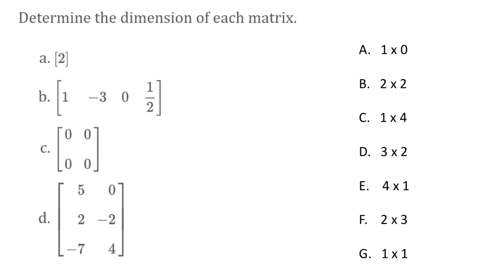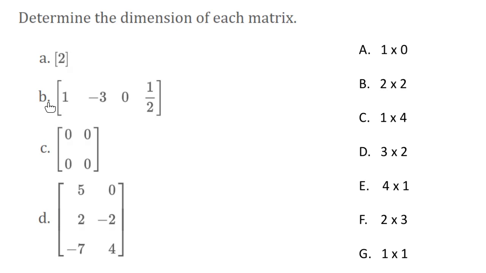All right, so let's first look at some examples. This problem says determine the dimension of each matrix. For A here, remember, we always think of the dimensions as rows times columns. We see that we have 1 row, but there are no more elements. So this one would be a 1 by 0. We only have the 1 row, 0 columns.